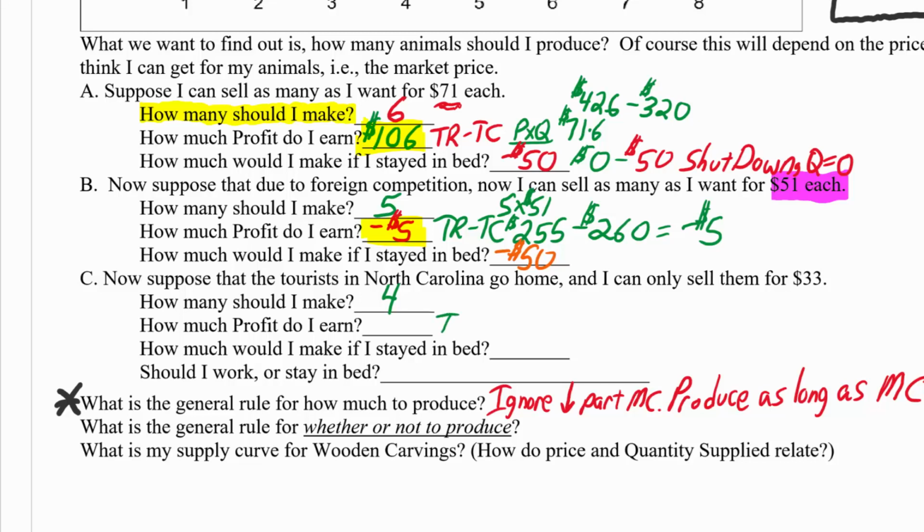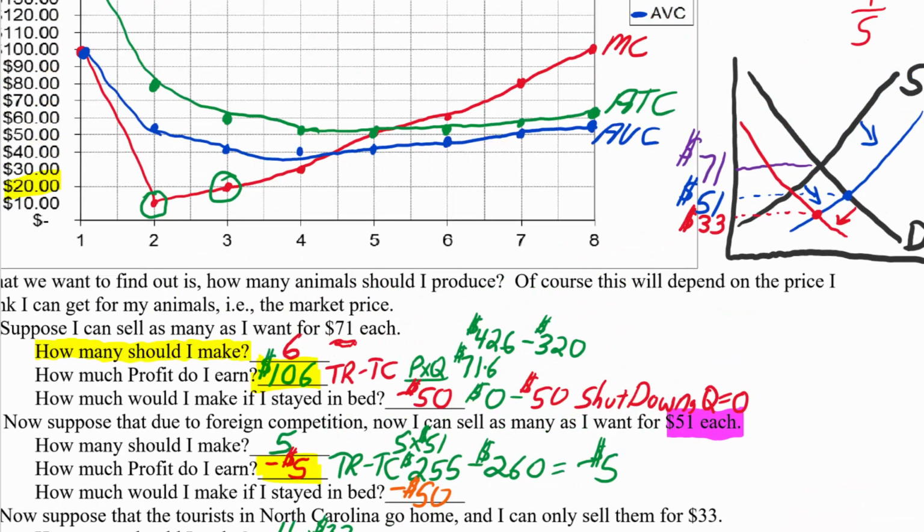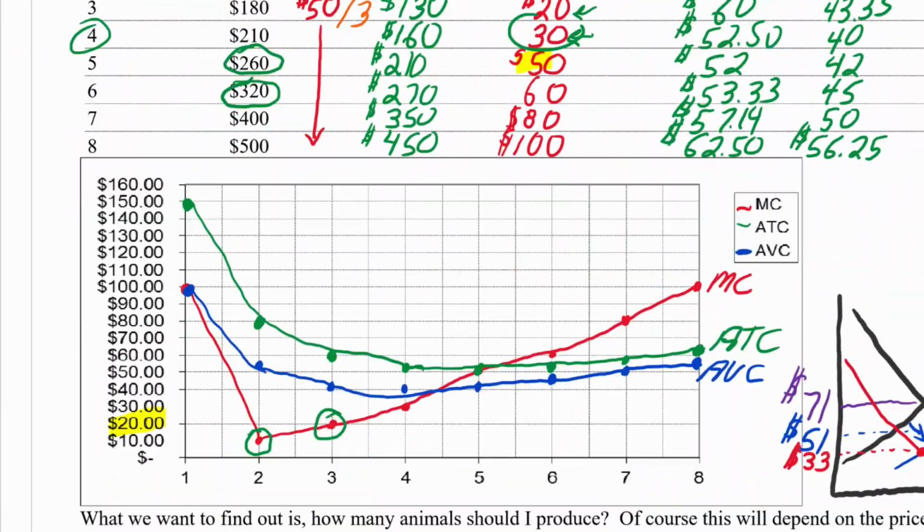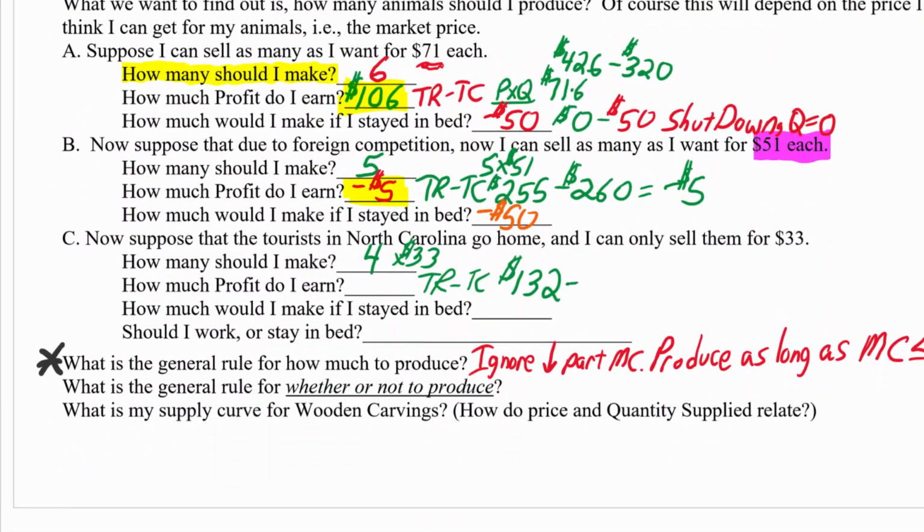How much profit are we going to earn? Well, let's do our total revenue minus total cost. Total revenue is 4 times $33 is going to be $132 total revenue. Our total cost, looking at our table, is $210. Our loss, $78. That's terrible. So we're going to lose $78.